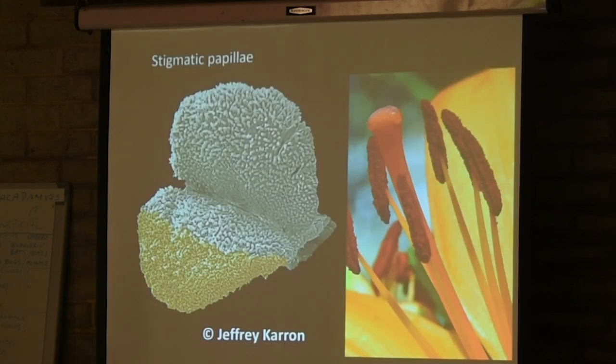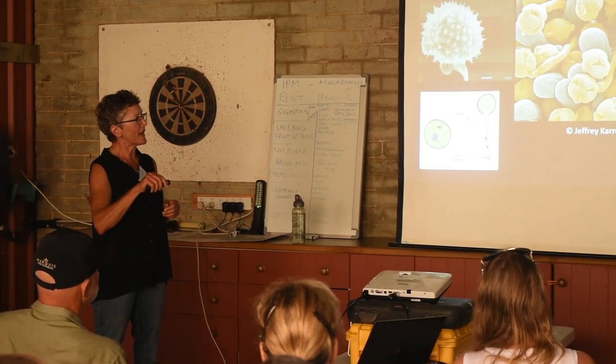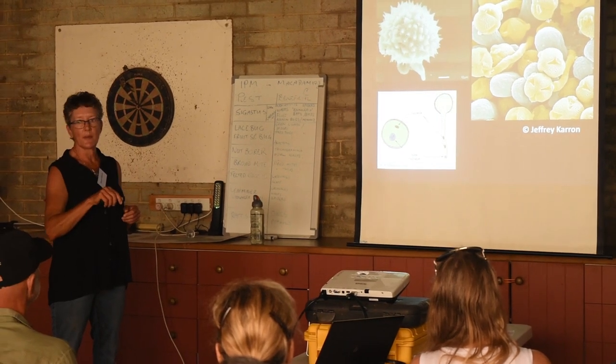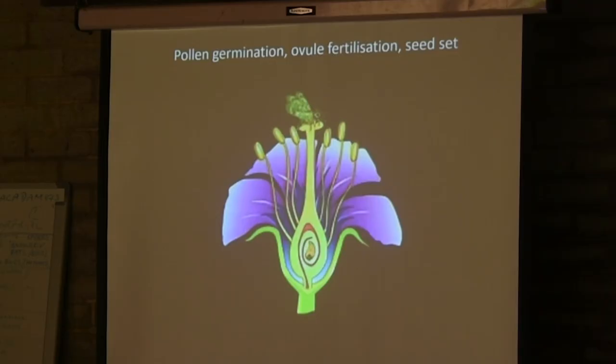And as it grows, it grows down the pistil of the female reproductive part. And as it grows, this long tube drags the male gametes with it. So the insect lands on the flower, the pollen germinates, the pollen tube grows down the pistil, and the male gametes are united with the female gametes in the ovule.